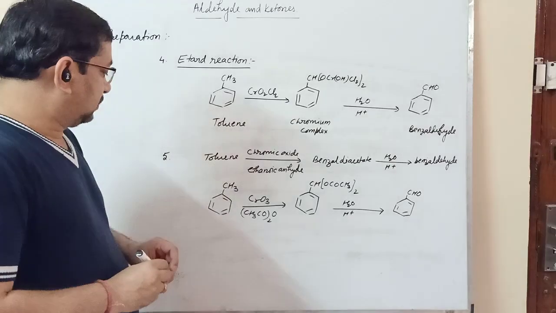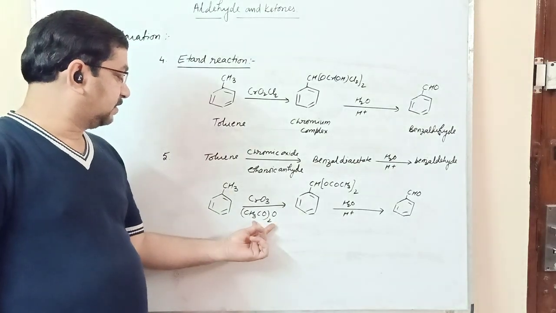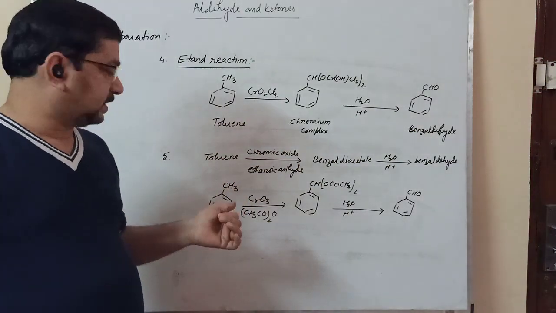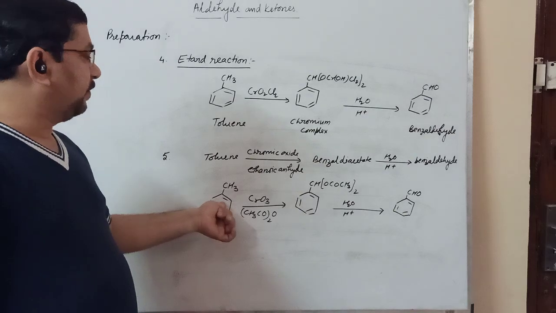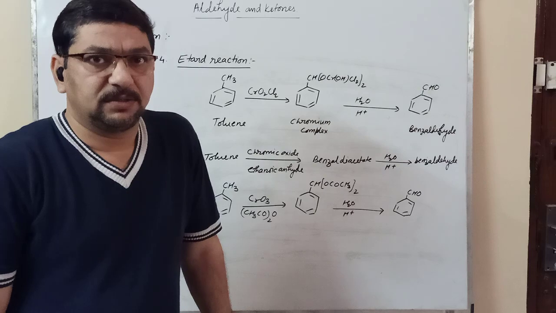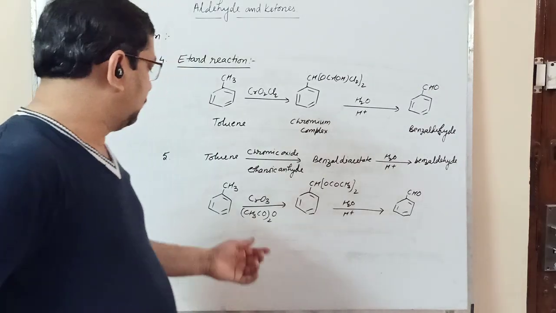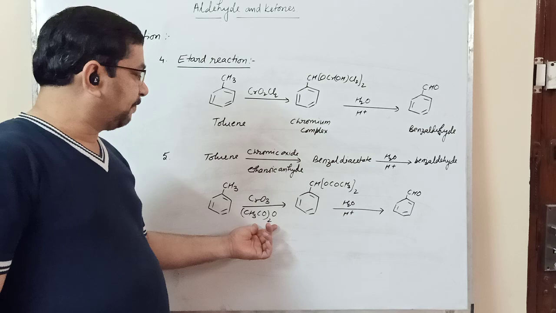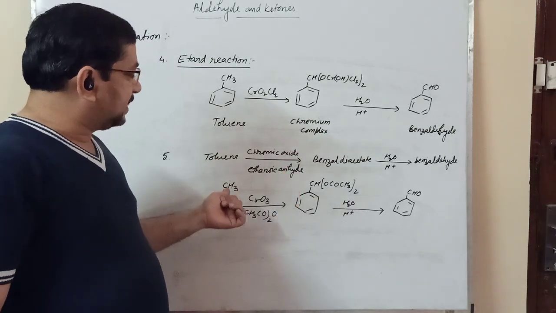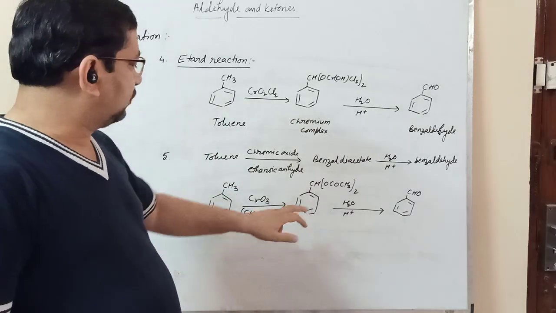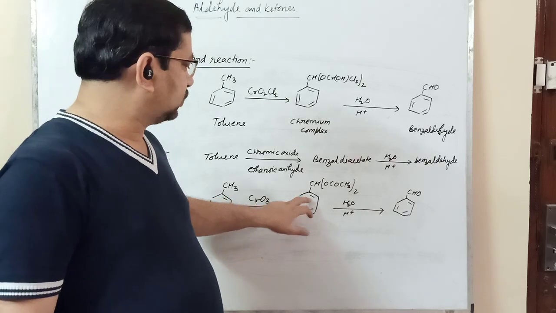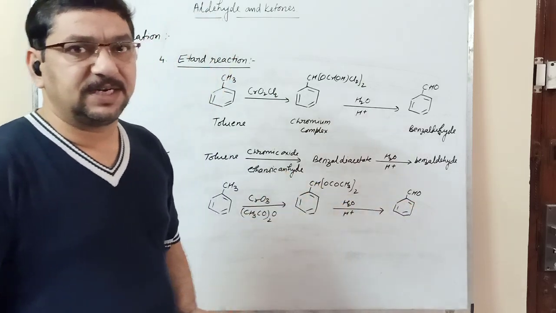Now, important points. What is the significance of ethanoic anhydride? CrO3, that is chromic oxide, is a strong oxidizing agent which can oxidize toluene to benzaldehyde, and benzaldehyde can further be oxidized to benzoic acid. To prevent this oxidation, we use ethanoic anhydride, as ethanoic anhydride immediately combines with the benzaldehyde which is formed during the reaction and gives an intermediate, protecting the CHO group from oxidation, which on hydrolysis gives benzaldehyde.